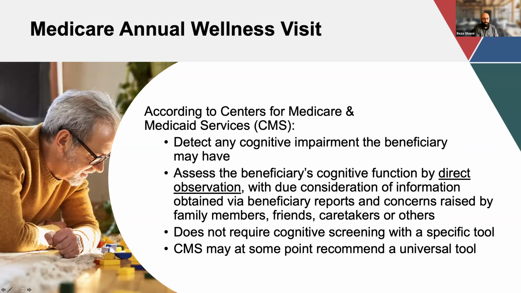So let's drill down on the annual wellness visit. These are patients, whether they're in residential facilities, assisted living, or really it applies a lot to the primary care clinic, or really any outpatient clinic. This annual wellness visit is a standard routine visit. If you look up the CMS guidelines for the annual wellness visit, it points out that part of it is to assess the beneficiary's cognitive function by direct observation, with due consideration of information obtained via beneficiary reports and concerns raised by family members, et cetera. So there is a cognitive assessment component of it.